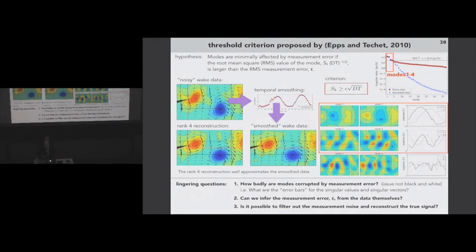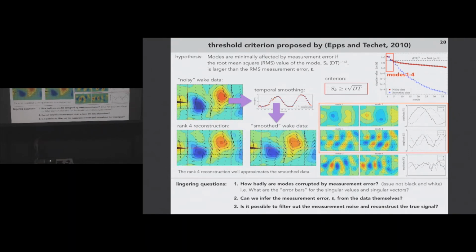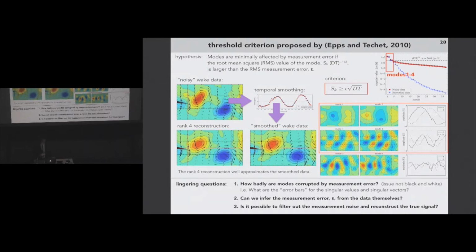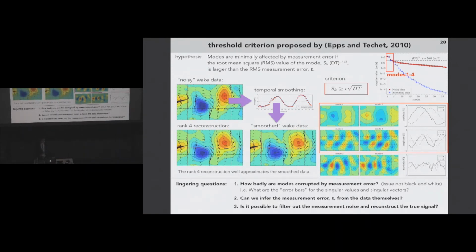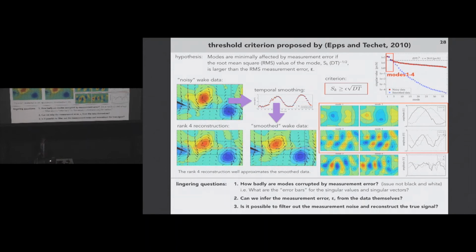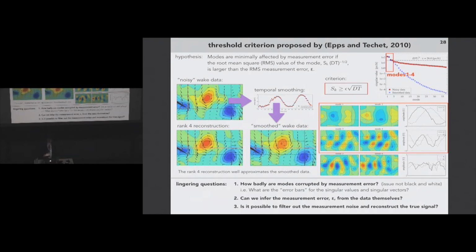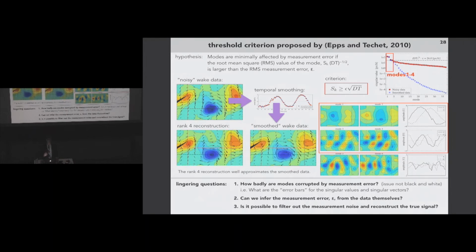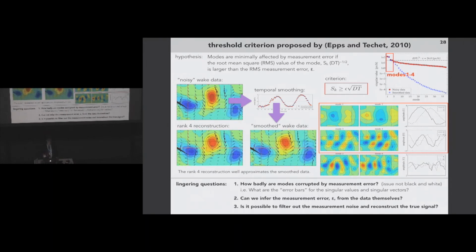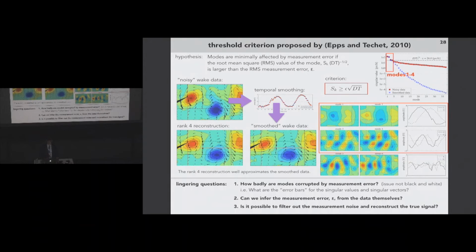And these are the 3 questions. How badly are the modes corrupted by measurement error? Can we infer the measurement error from the data themselves? Because otherwise you have to estimate the epsilon somehow. And then is it possible to filter out the measurement noise and reconstruct a true signal? If we could do all these things, I would think this would be a very powerful tool, useful for lots of different people all over the engineering community.